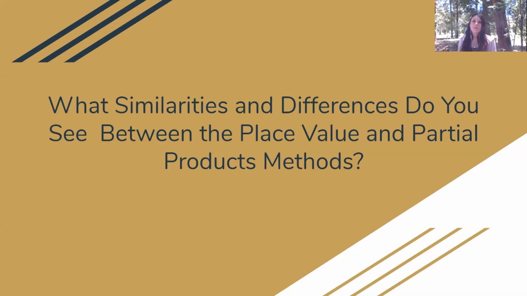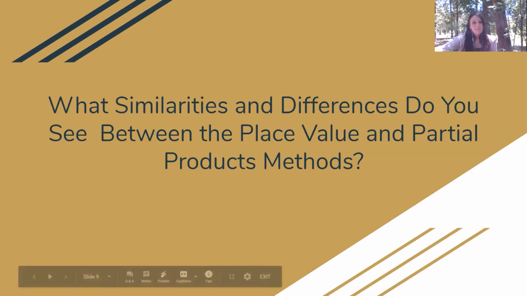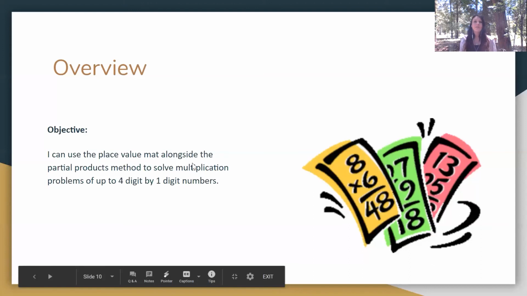A similarity between them is you're going to get the same answer. You're working in the ones column, the tens column, the hundreds column, and so on. And you do the same thing in the place value mat. You add up the ones, you add up the tens, and that's how you get your answers. So those are some similarities and differences. There are definitely more, and I know that you guys wrote down some really great ones on your pieces of paper. Now here's an overview for today.